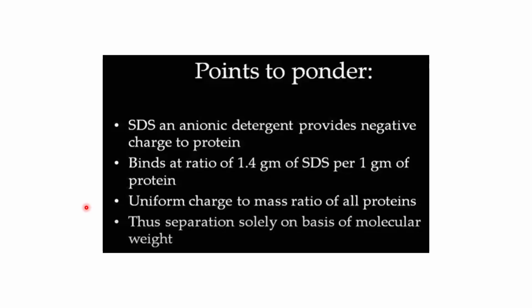So this is how the silver stained gel looks like, and this is how the Coomassie stained gel looks like. Silver stain is much more sensitive in nature as compared to Coomassie blue. SDS is an anionic detergent. It gets negative charge, and 1.4 gram of SDS per gram of protein is the binding ratio. Uniform charge to mass ratio is provided by SDS itself, and thus separation is solely on the basis of molecular weight and not charge.